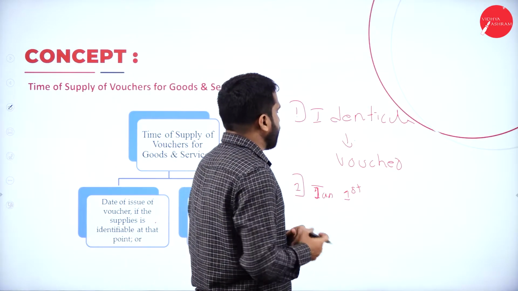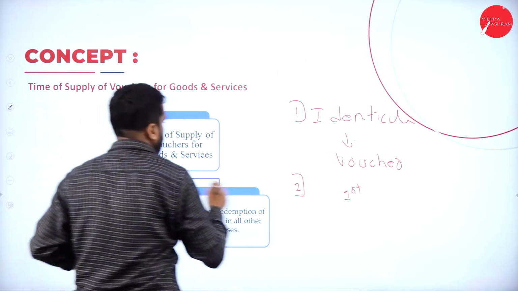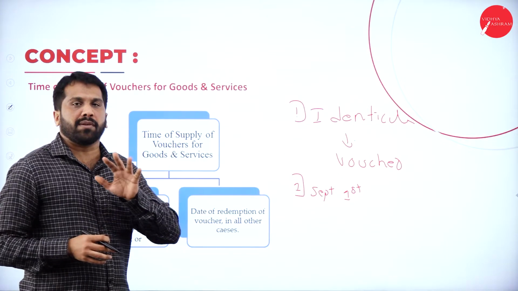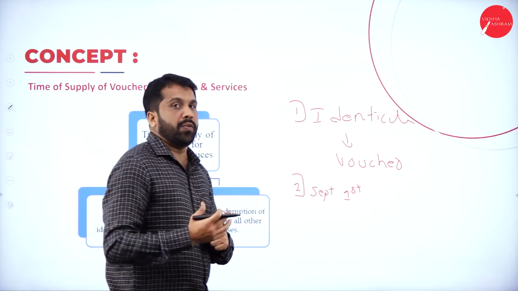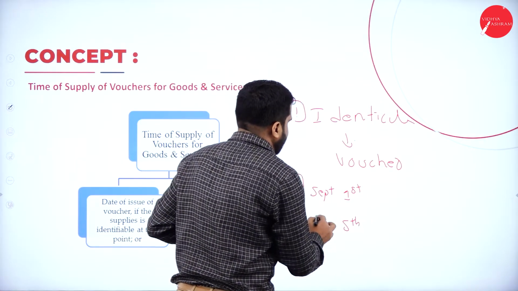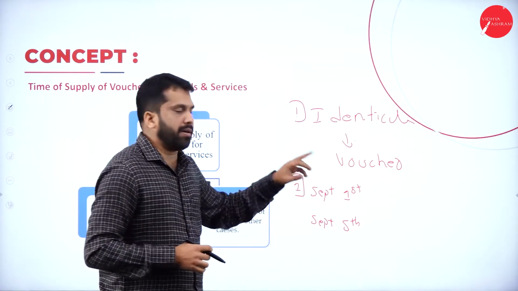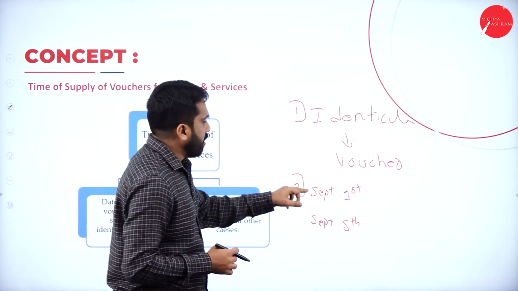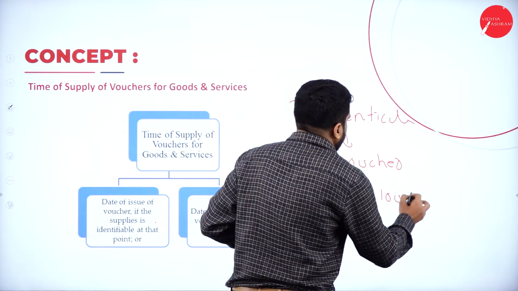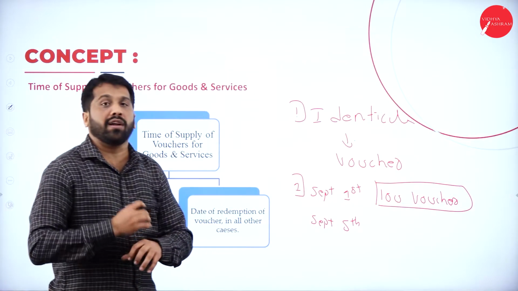Instead of January 1st, I'll go for September 1st. Now, so when is Teachers' Day actually? September 5th, we celebrate Teachers' Day. Now, assume that in our college on September 1st, our boss, our chairman, what he did, he bought some 100 vouchers. He bought some 100 vouchers for all the faculties.